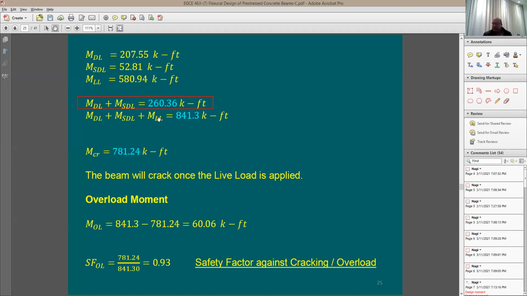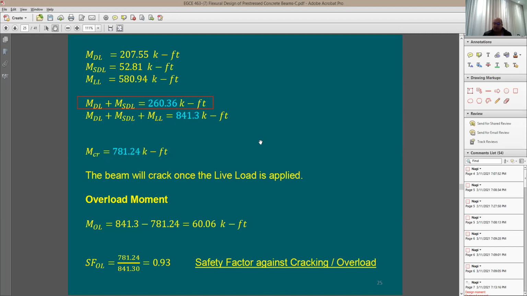But look what happened once you add the live load. You're adding this big number here, 580. Now you bring it to 841, which is more than the cracking moment, which means the beam is not going to crack under its own weight. It is not going to crack under its own weight and the superimposed dead load, but it is going to crack once you add the live load to it. So it says here the beam will crack once the live load is applied. Because guess what? Before the live load is applied, you are at 260, and your cracking point is 781. Once you add the live load, now it becomes 841, which is higher than this cracking point. So we know that this beam is going to crack once you apply the live load.